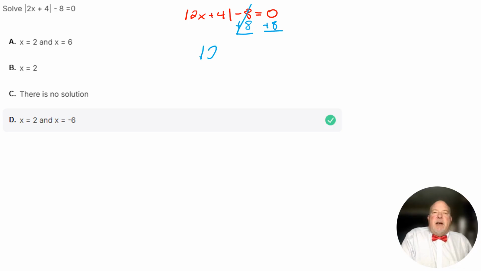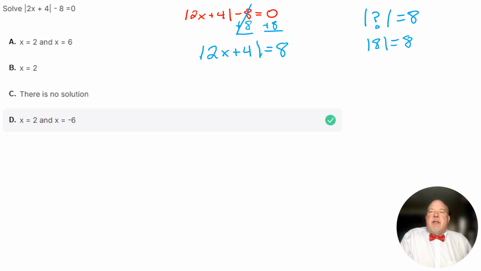And so I have the absolute value of 2x plus 4 equals 8. So remember, this is the absolute value of this is equal to 8. And so if I wrote this down and I said, what's inside the question mark? You might say, oh, well, it could be 8. And you'd be right. So the absolute value of 8 is equal to 8. But someone else might say, well, it could be negative 8. And they would be correct too, because the absolute value of negative 8 is also 8.